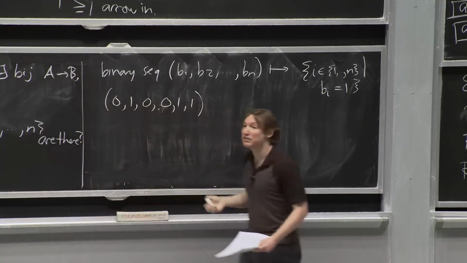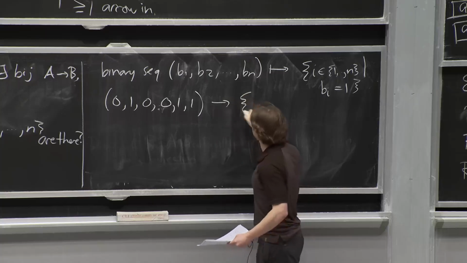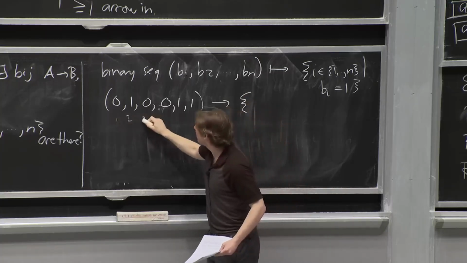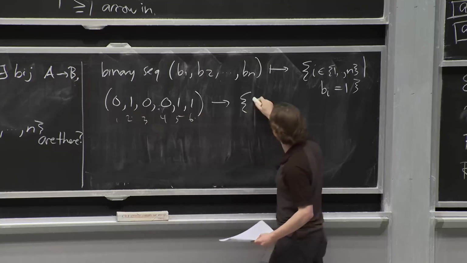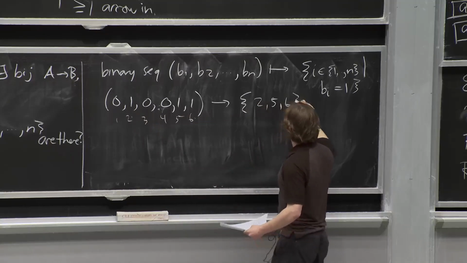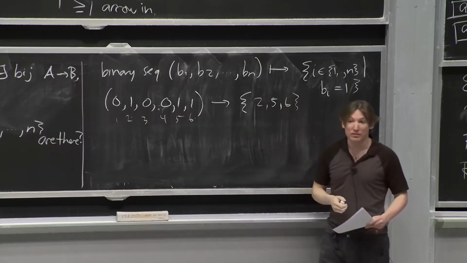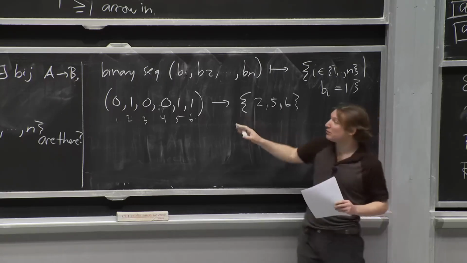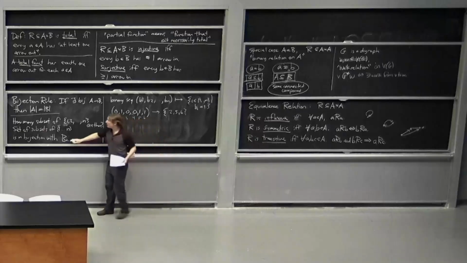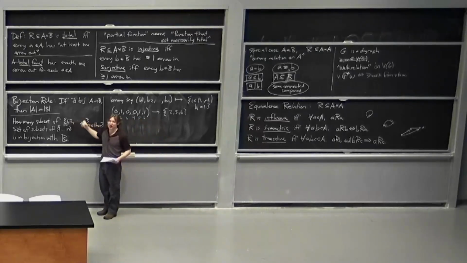For example, 0, 1, 0, 0, 1, 1. If n is 6, then this maps to the subset {2, 5, 6}, because those are the indices that have 1s. All right? And we're not going to do it now, but you can verify that this gives a bijection between the set Bn and the set of subsets of 1 through n.